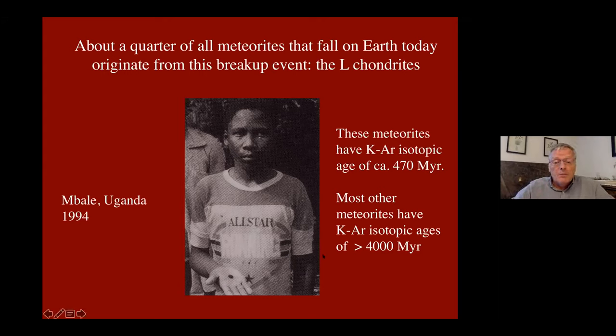This man in the photo here, a young guy, he's 13 years old, he's the only known person on Earth that has been hit by a meteorite in his head and survived. In 1994, and it was an L-chondrite with a potassium-argon isotopic age of about 407 million years. And this is logical. If you're going to be hit by a meteorite on your head and survive, it's likely to be the most common type of meteorite that hits you.